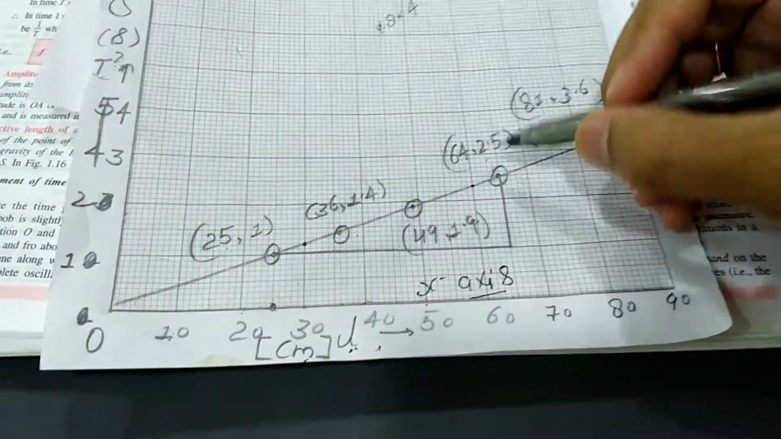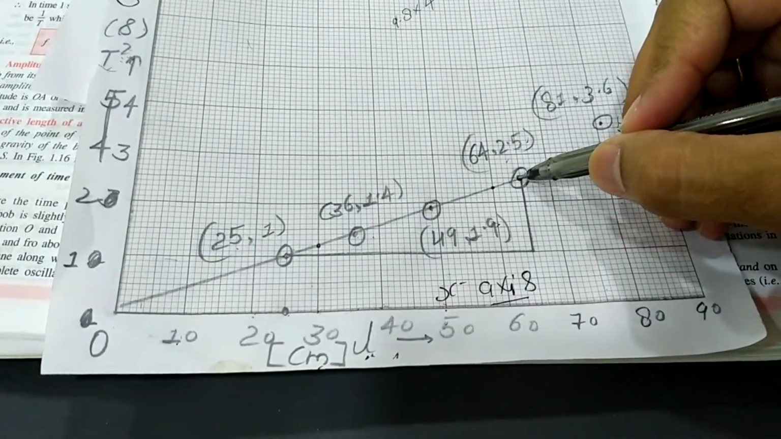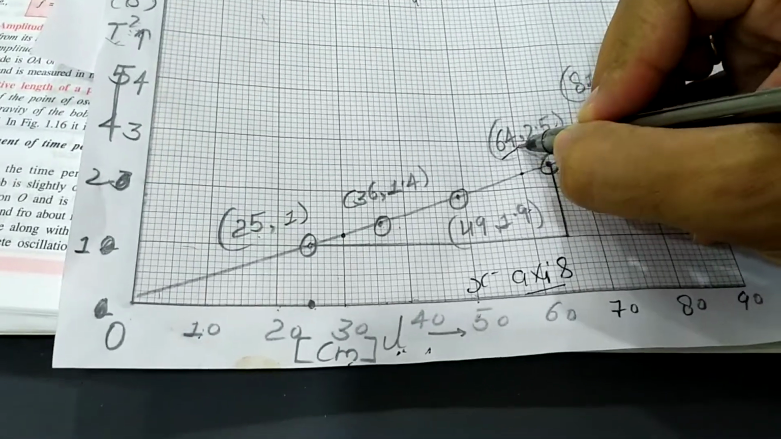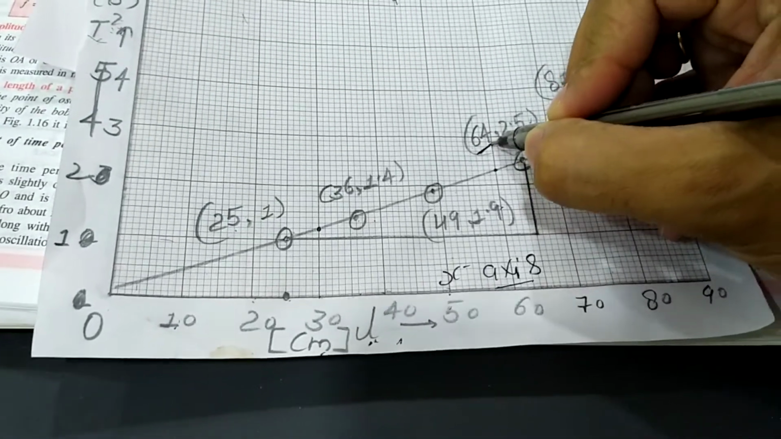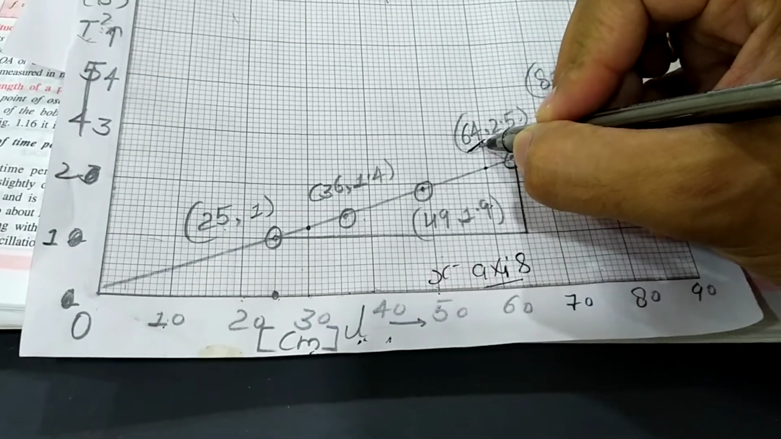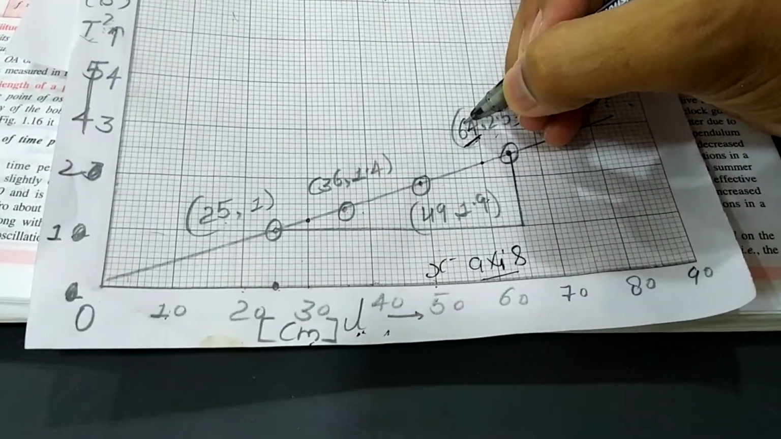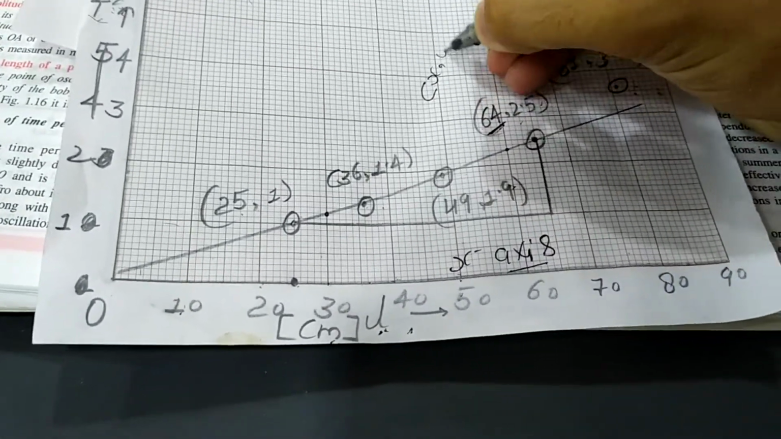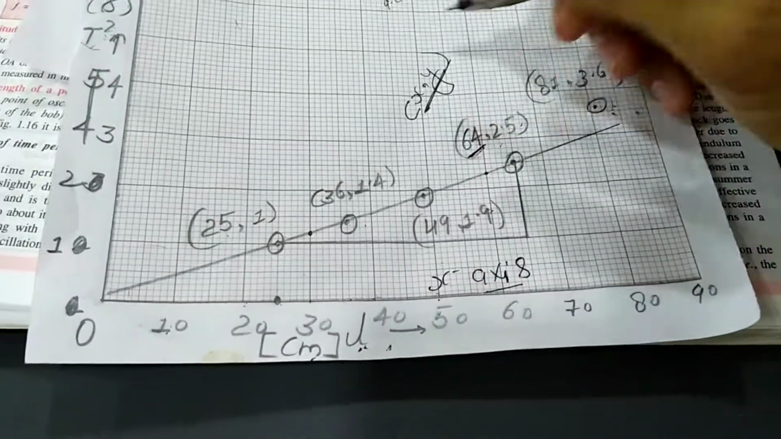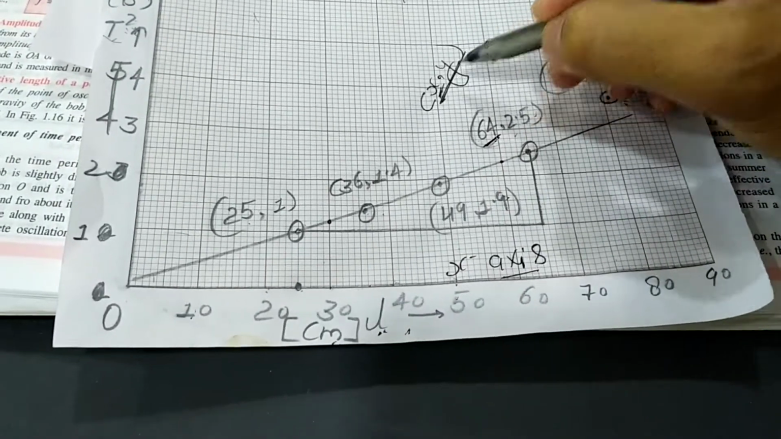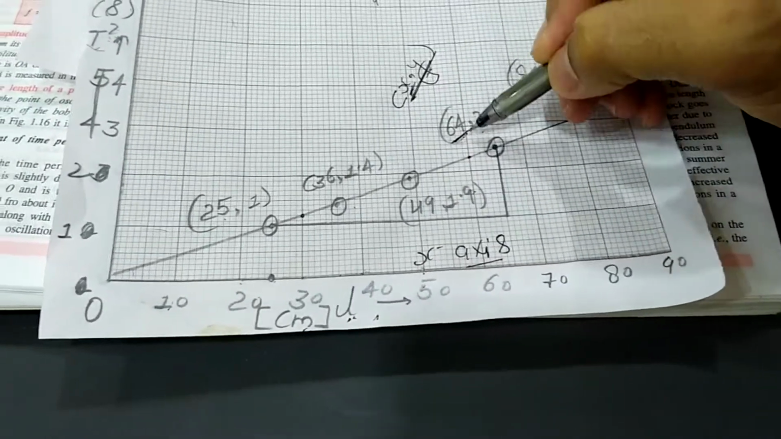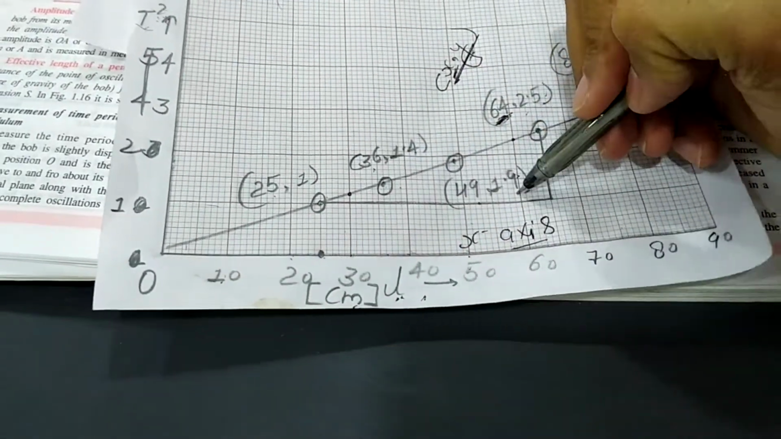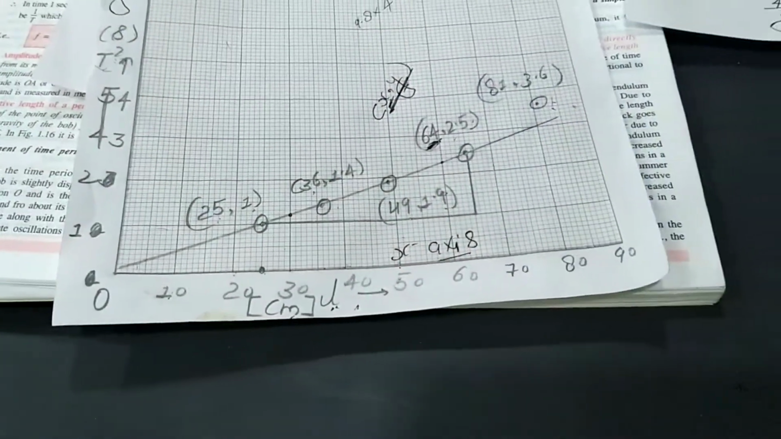Circles are being made. From this point, that is 64, 2.5, always remember that you have to first write the x-axis point. Whenever you write values in a graph, you write x comma y. This is how you write the point: the value of x comes first and then the value of y. So this is x, this is y, this is x, this is y, right?